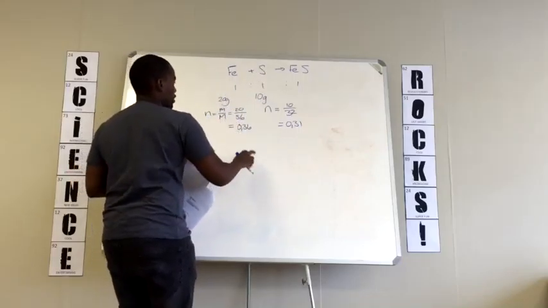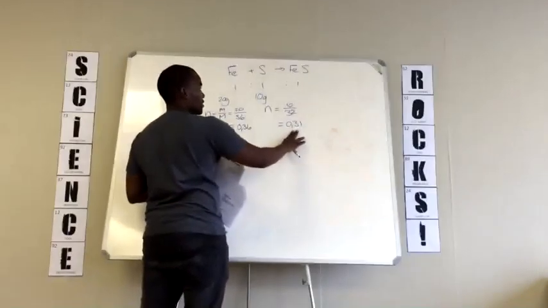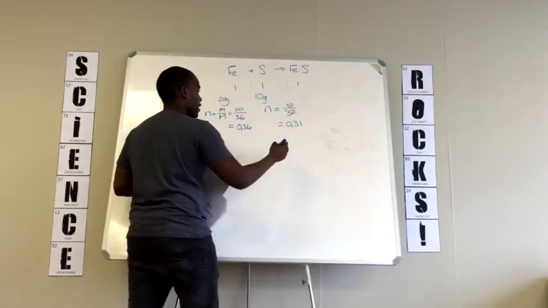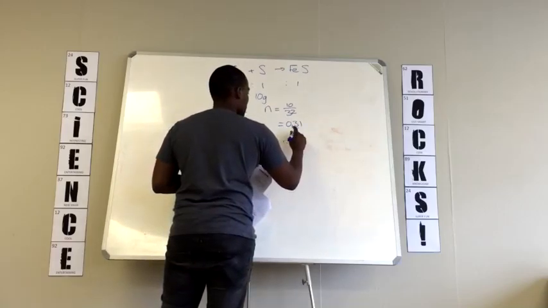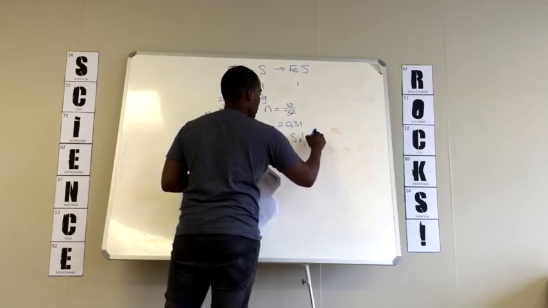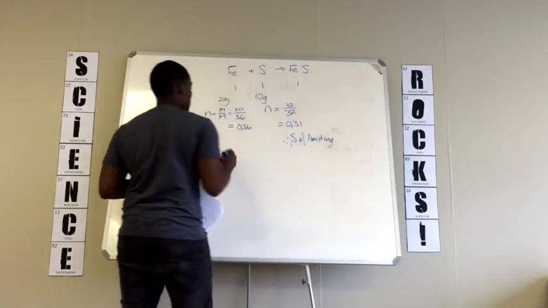So they have to react in a 1-to-1 ratio. So if I were to react all of my iron, I would need 0.36 moles of sulfur as well. Do I have 0.36 moles of sulfur? No, I don't. Therefore, sulfur is limiting, and iron is in excess.